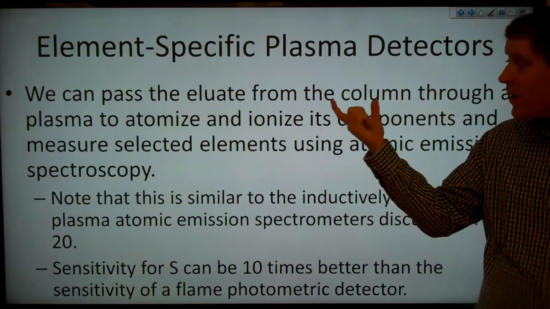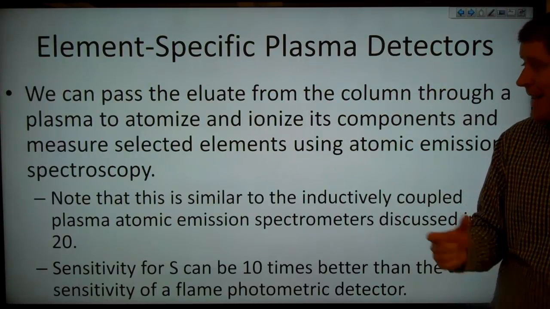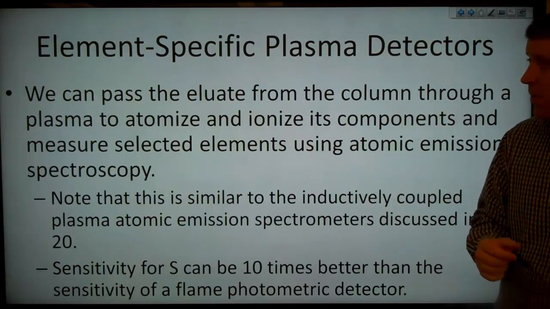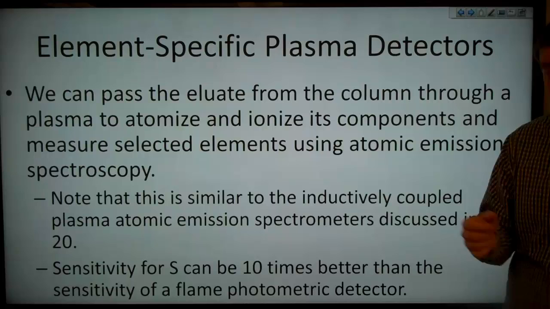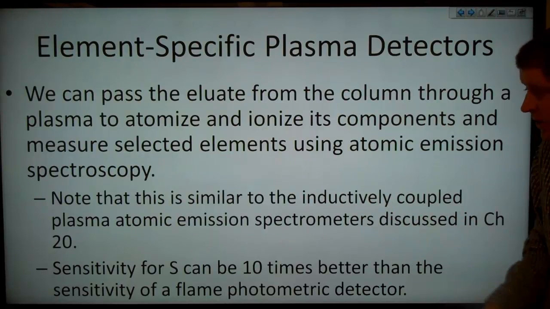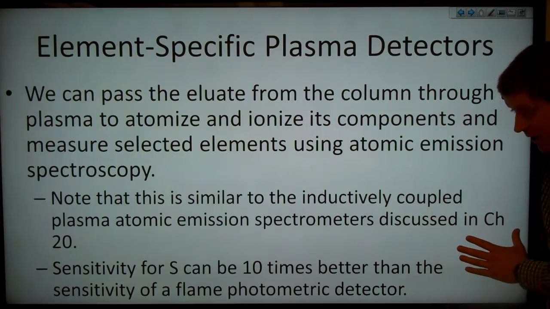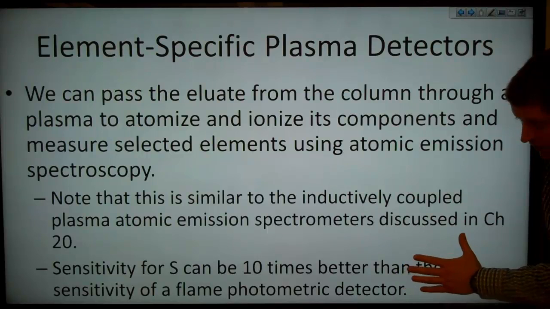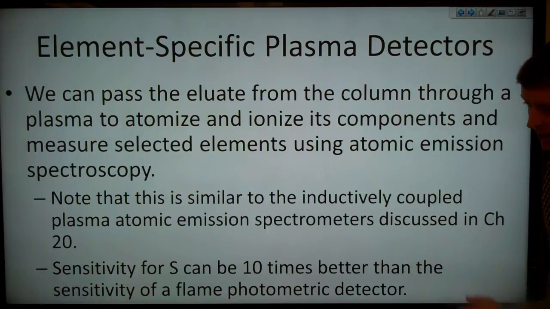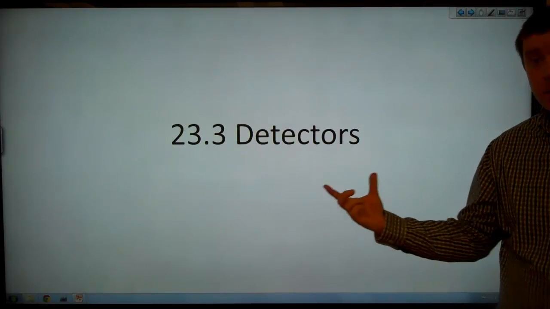We can pass the eluate from the column through a plasma to atomize and ionize its components and measure selected elements using atomic emission spectroscopy. And note that this is similar to the inductively coupled plasma atomic emission spectrometers that were discussed in Chapter 20. Sensitivity for sulfur can be 10 times better than the sensitivity of a flame photometric detector. And that was Detectors.